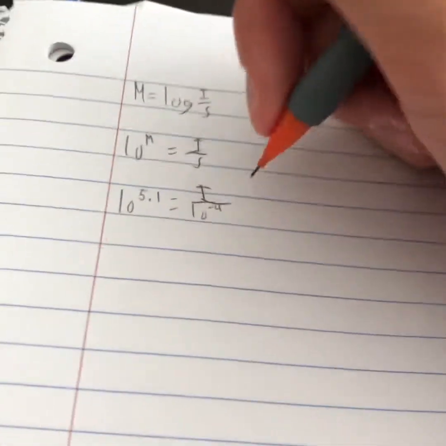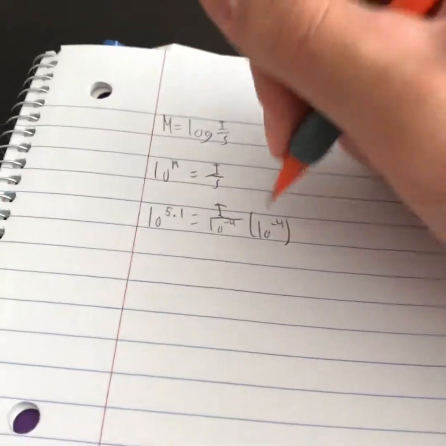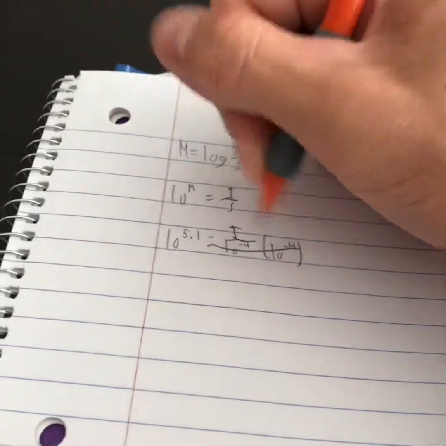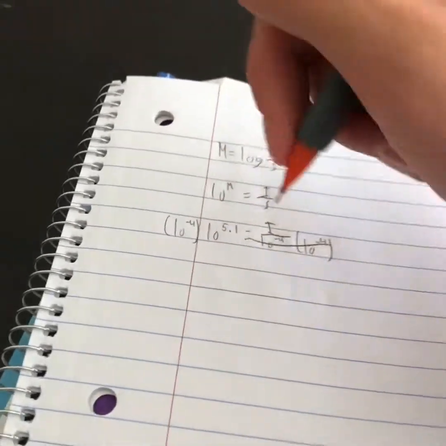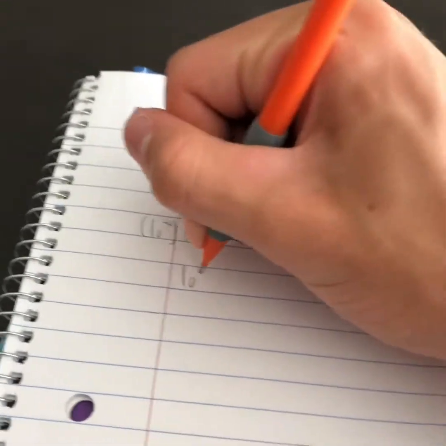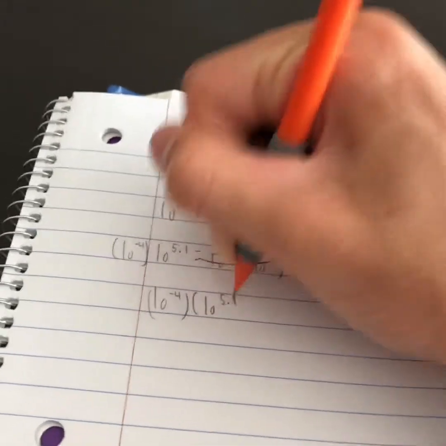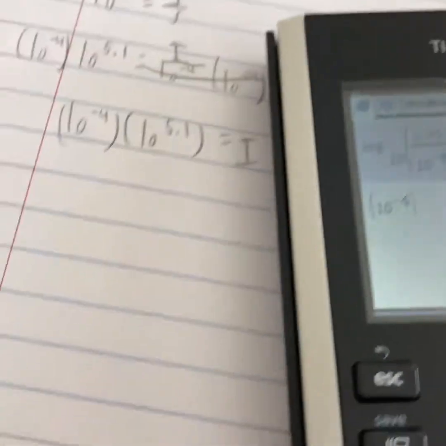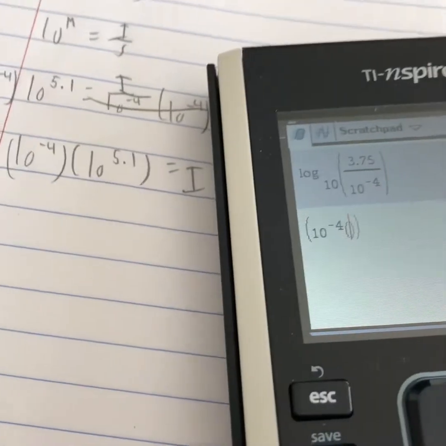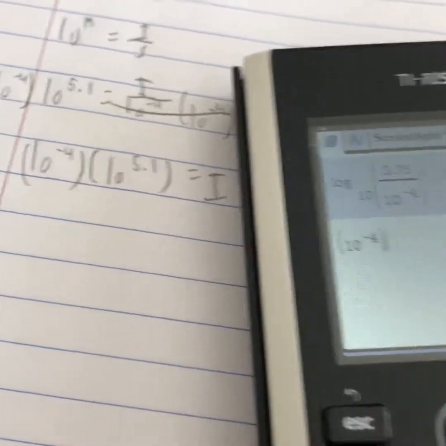And so to solve this, what we're going to do is multiply here by 10 to the negative fourth, because we're trying to get I by itself, so those would cancel. And what you do to one side, you have to do the other. So you'll do 10 to the negative fourth on this side. And so what we have is 10 to the negative fourth times 10 to the 5.1 equals I. And real quick, I'll put that in my calculator.